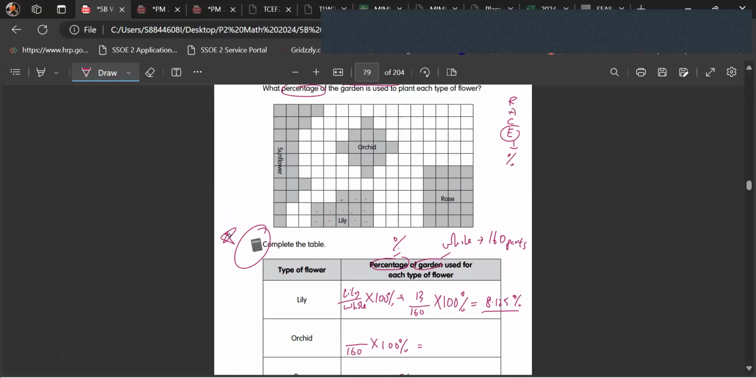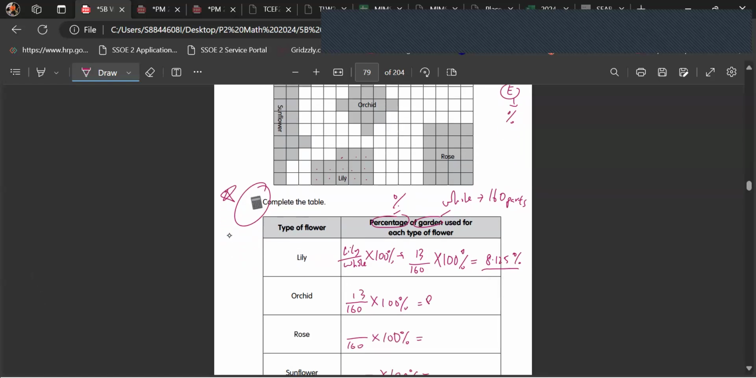1, 2, 3, 4. Hold on. 4, 5, 9. 9 plus 4. 13. Oh, then you don't need to press again.